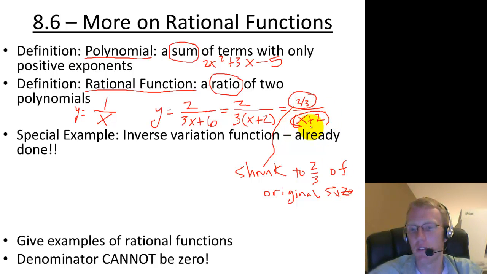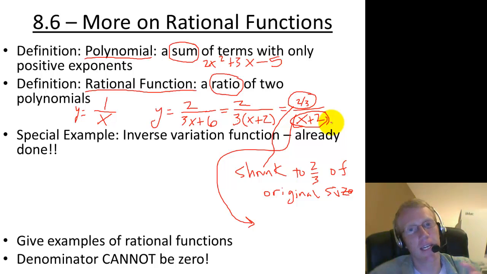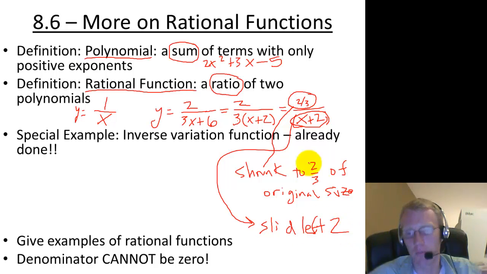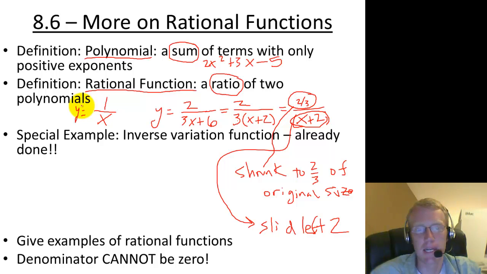And this x plus 2 right here, this tells us something as well. Remember, when you're translating an entire graph, use the opposite sign of what you think. So the x variable tells us it's side to side. The plus 2 tells us it's actually to the left. So this means we slid left 2. So if we were to try to graph this, we would think about graphing the old basic one that we already know how to graph. We would slide it left 2, and then we would shrink it by a factor of 2/3.